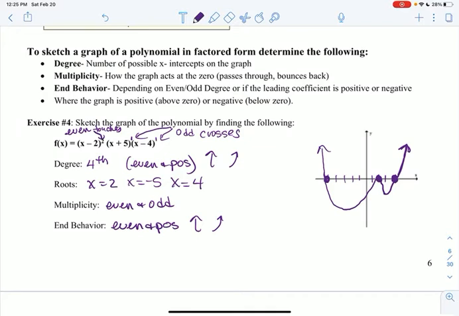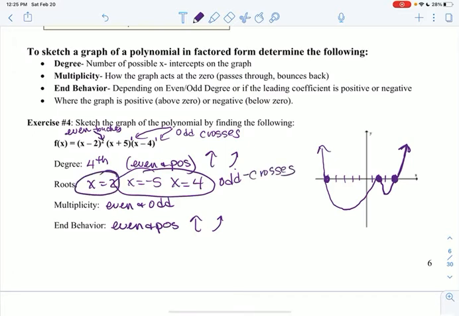All right, so these guys are both odd multiplicity. So it's an odd multiplicity. It crosses at those points. And this guy was an even. It just touches and bounces. All right, and that would be my graph, something like that.